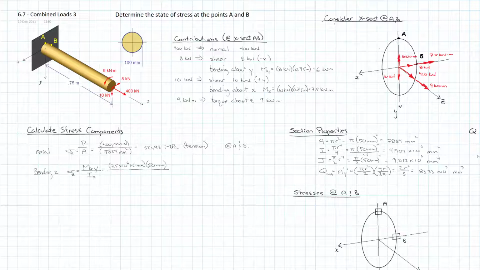divided by our I, which we already calculated to be 4.909 times 10 to the 6 millimeters to the 4th. And that gets us a value of 76.39 megapascals. Now, that's at the extreme fiber, bending about the x-axis. So A is at the extreme fiber. And when we look at the direction, using my right-hand rule, it's going to be compression at the bottom, tension at the top. So we're going to say tension at A.